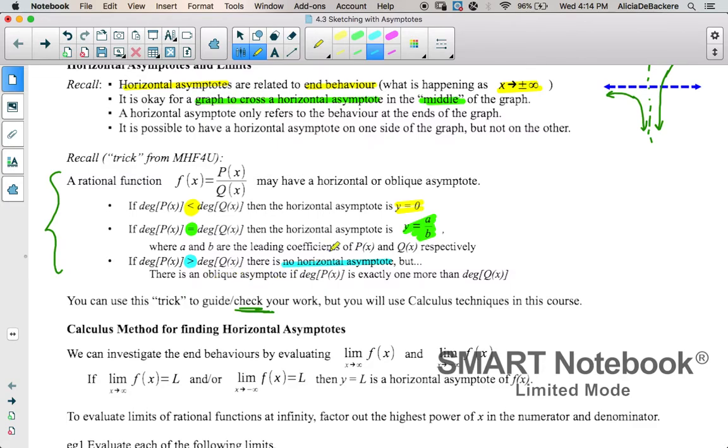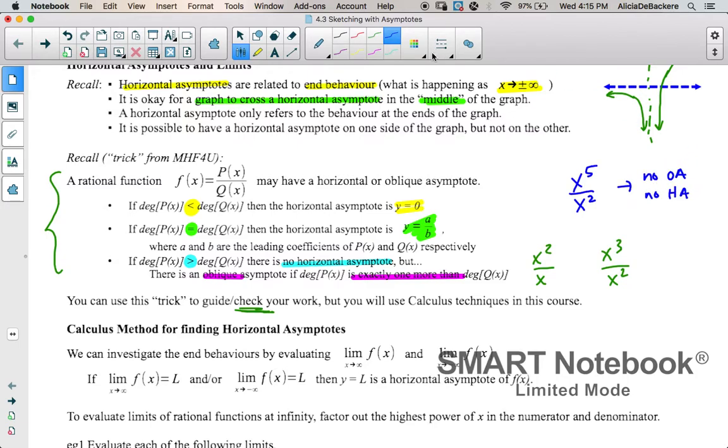The oblique asymptote is going to happen if the degree of the top is exactly one more than the degree of the bottom. So if I had a quadratic over a linear, or a cubic over a quadratic, they're one apart. And so if I had something like this, or something like this, then I'm going to have an oblique. If you had something like this, there's no oblique or horizontal. Both of these examples had no horizontal, but they did have an oblique because there's only one difference in the exponents.